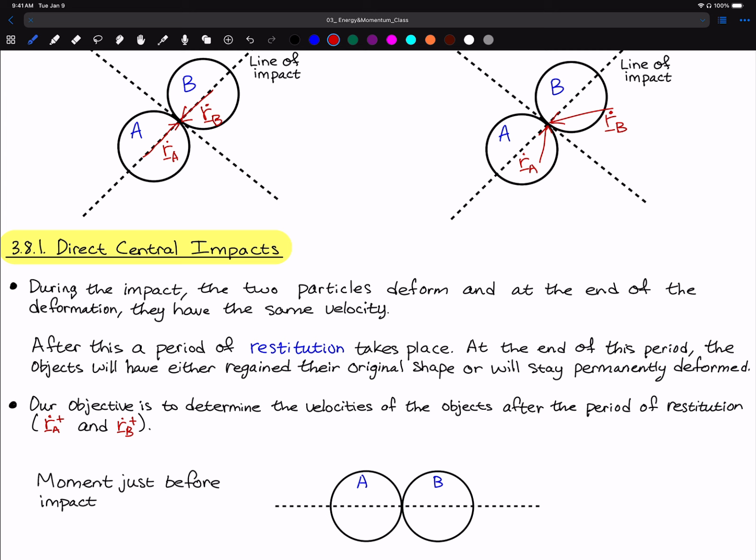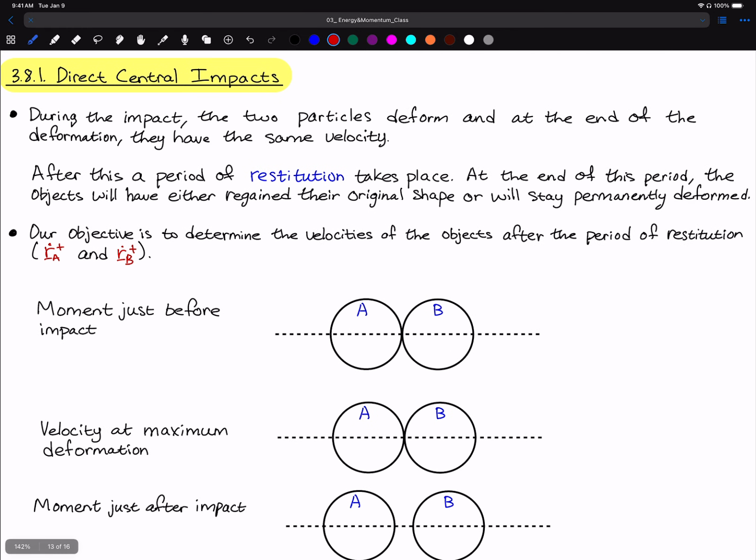After that, a period of restitution takes place. This is where the objects try to regain their original shapes, or they end up staying permanently deformed, but there will be some restoration of shape. Our objective then is to determine the velocities of the objects after the period of restitution, and we're going to represent this with a superscript plus to represent after the impact. We're going to use a superscript minus sign to represent just before the impact.